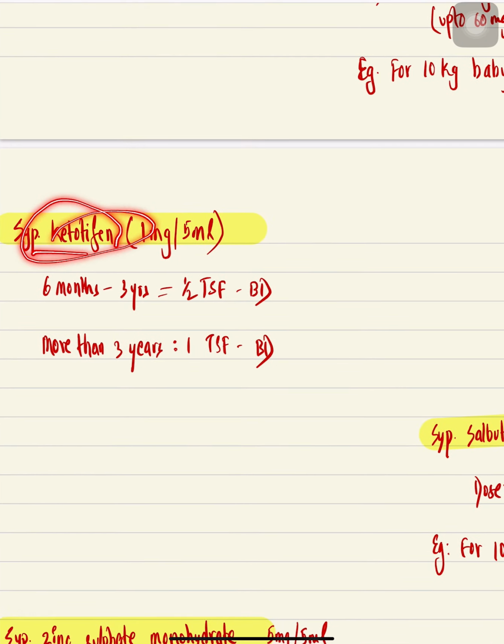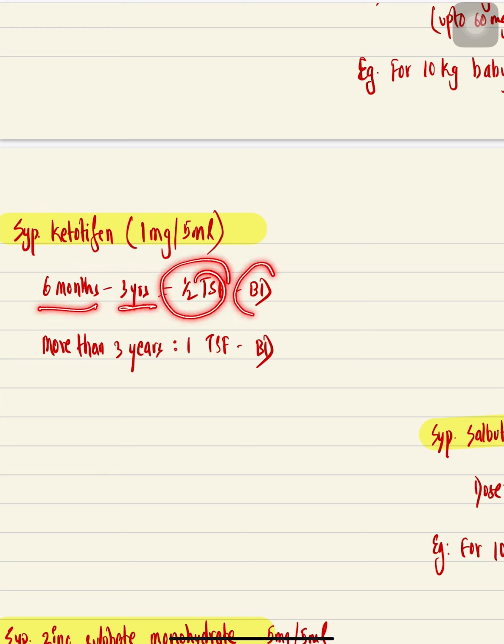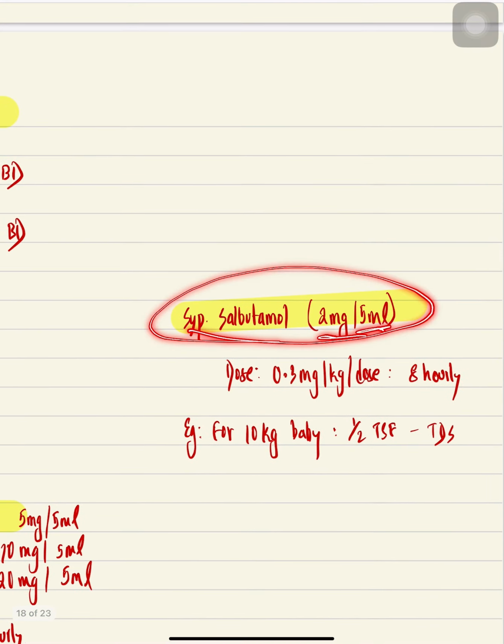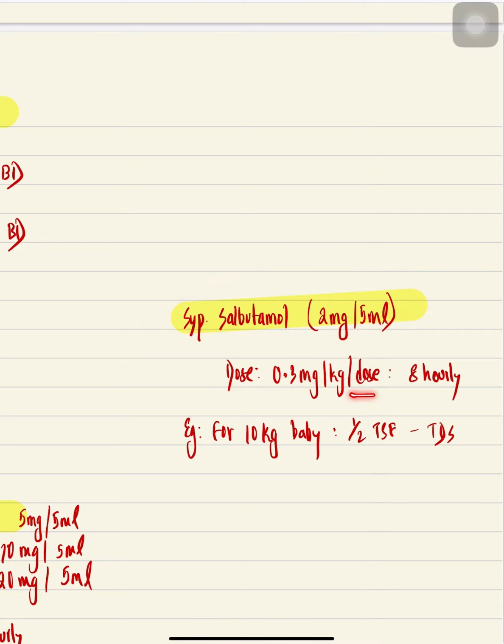Syrup ketotifen 1 mg over 5 ml, 6 months to 3 years, half TSF BD can be given. More than 3 years, 1 TSF BD. Syrup salbutamol 2 mg over 5 ml. Dose is 0.3 mg per kg per dose, 8 hourly; for a 10 kg baby, half TSF TDS.